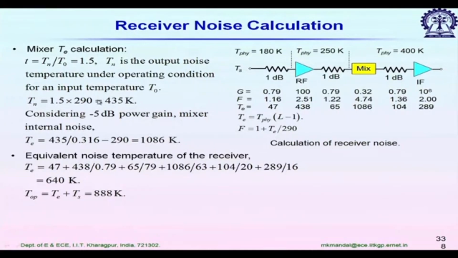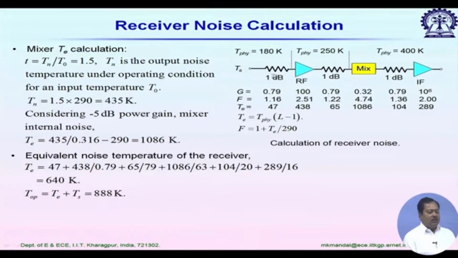Now with this 435 Kelvin, we also have to consider the effect of conversion loss. Conversion loss is given as minus 5 dB. So minus 5 dB, let us take the ratio. You have to divide it by 10, since we are considering all power gain. So minus 0.5, then you take 10 to the power. So TE becomes 435 divided by this factor, the power gain 0.316, minus the reference value 290. So it is equal to 1086.